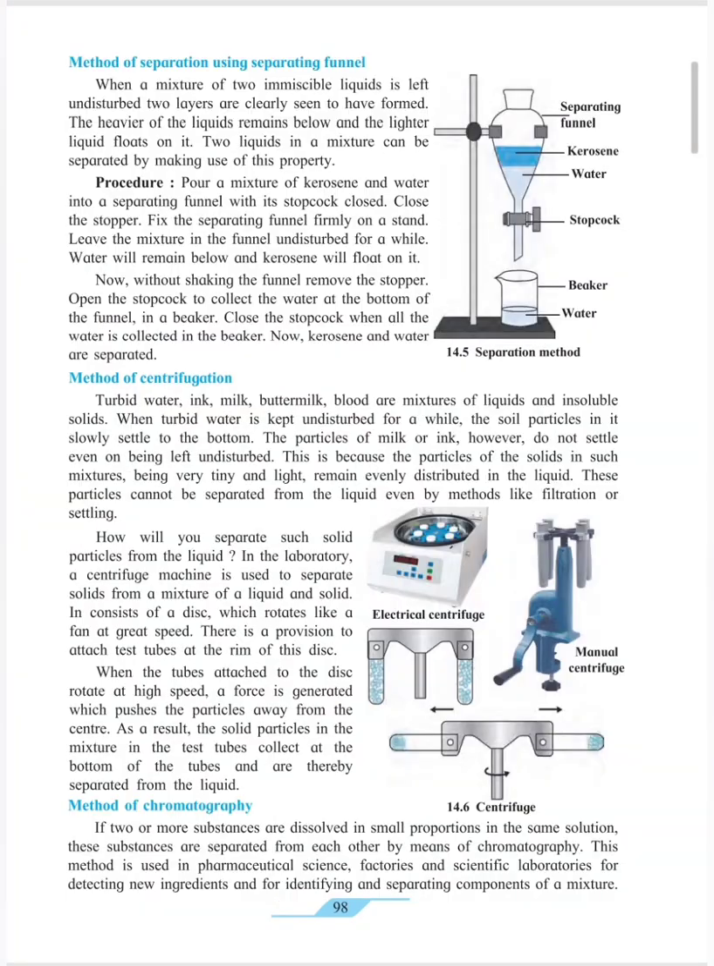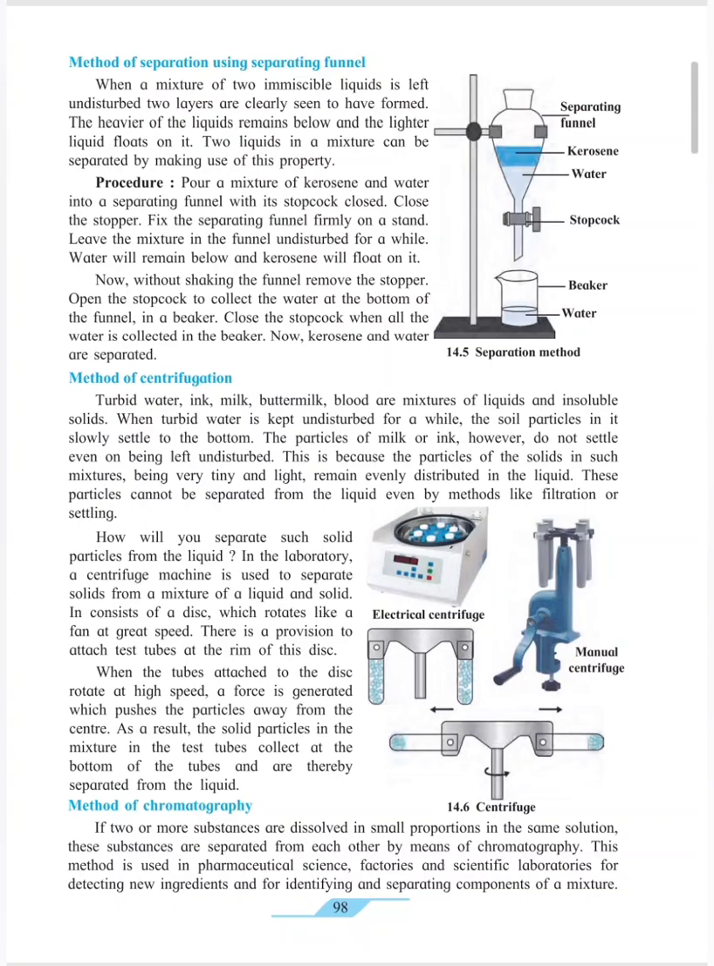The second method is the method of separation using a separating funnel. This funnel is used for the separation of immiscible liquids. Immiscible liquids are liquids which, when mixed with each other, do not get completely mixed, and when they are kept at rest for some time, the liquids are seen separated from each other. Oil and water do not get mixed with each other. They are immiscible liquids. With the help of a separating funnel, the layer of oil and the layer of water are seen separated.